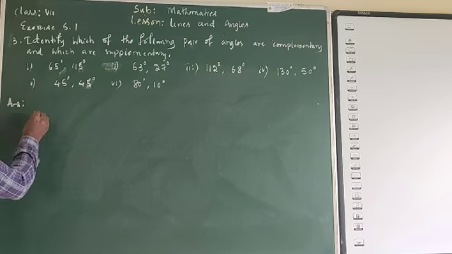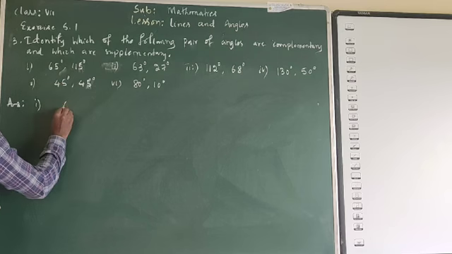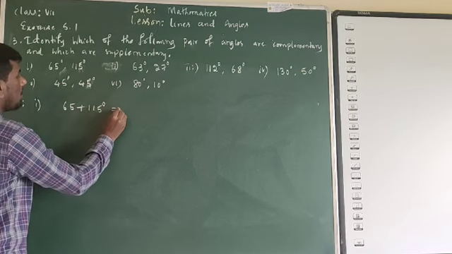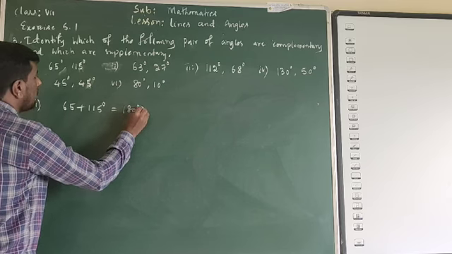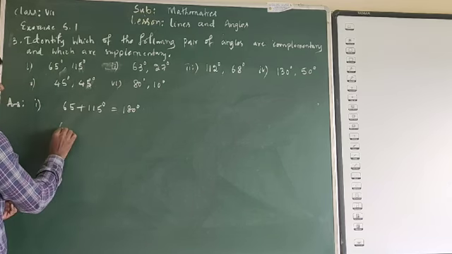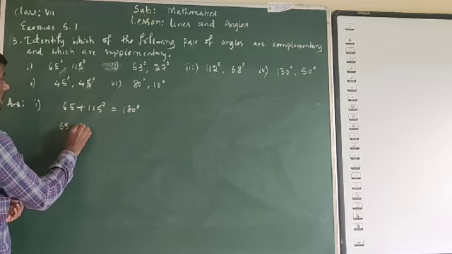So we'll go with the first one. 65 plus 115. How much? We are getting 180 degrees, right? So 65 and 115 are supplementary angles, right? Because we are getting a total of 180 degrees.